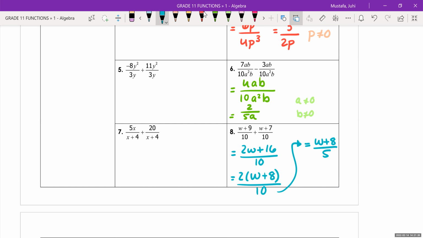So I got 2w plus 16 over 10. I factored out the 2. I got 2 bracket w plus 8 over 10. And then I just cross-reduced the 2 and the 10 to give me w plus 8 over 5. What's the restriction in this question? There is no restriction in this question because we have no variable in the denominator. The denominator will always be a number. It can never, ever be 0. It'll either be 5 or 10 or some multiple of 5 or 10. So in a question like this, you just write no restriction and that's it. The only time you have a restriction is if there is a variable in the denominator.